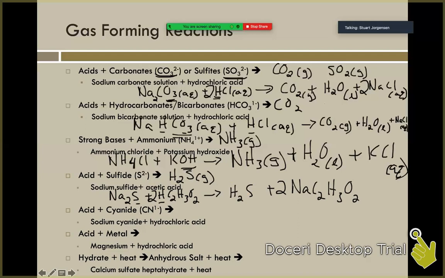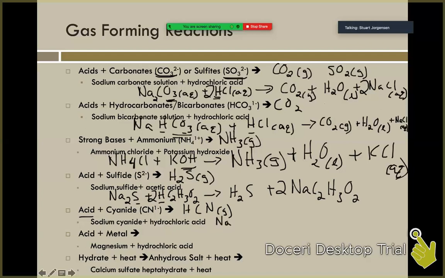This next one's real fun. So cyanide, which is a poison, again, reacting with an acid, which is going to have that H out in front. That's going to form a hydrogen cyanide gas. Cool. Not only is it an acid gas, but it's a poison acid gas. That's fun.